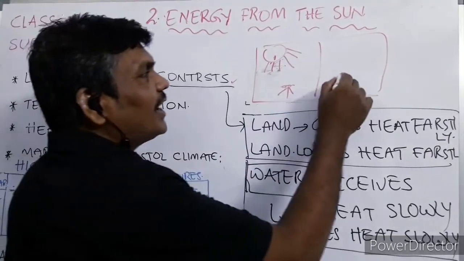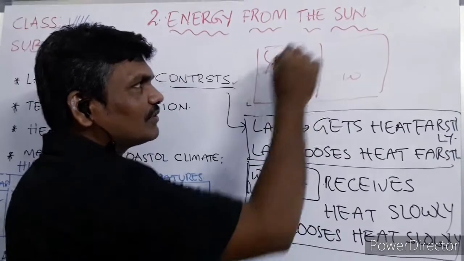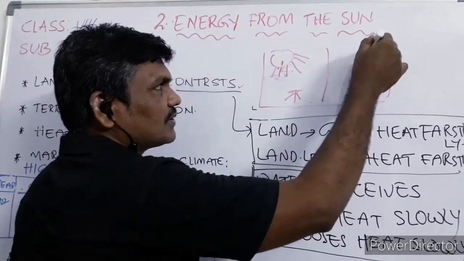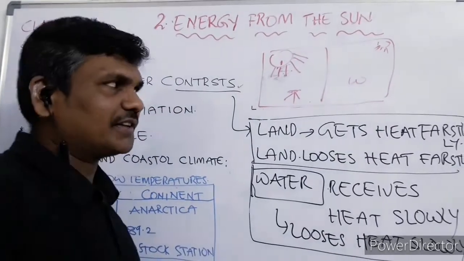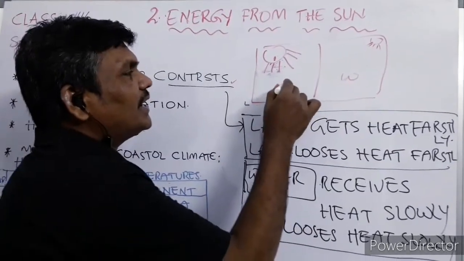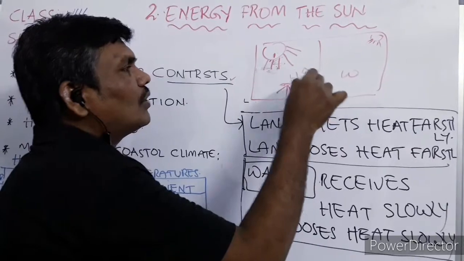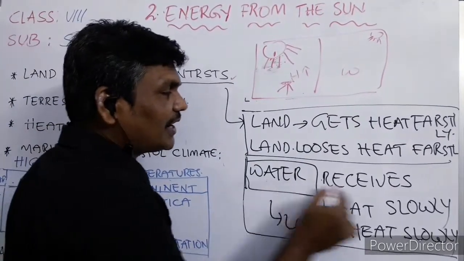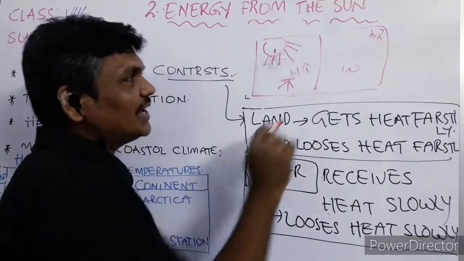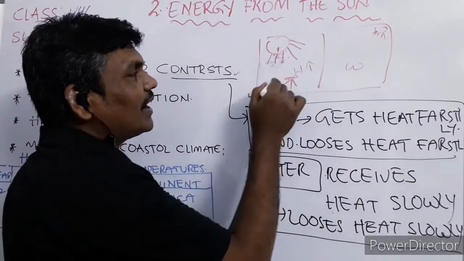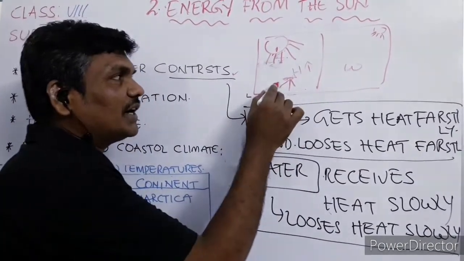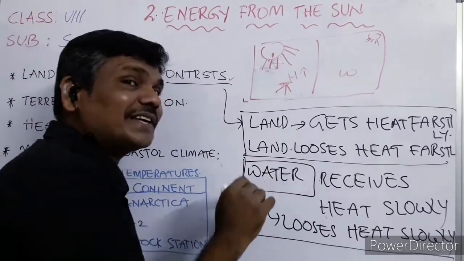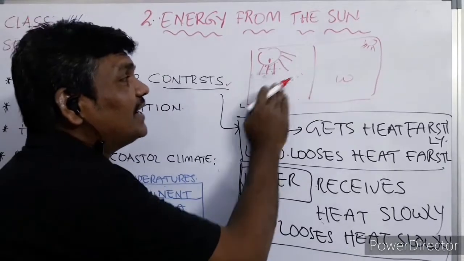But here, at the same time, the sun is also shining on water bodies, like rivers. Imagine, the land is getting more heat. But here, because of what is the formula? Water receives heat slowly. So what happened? It is already warmed here. The land already got that temperature.